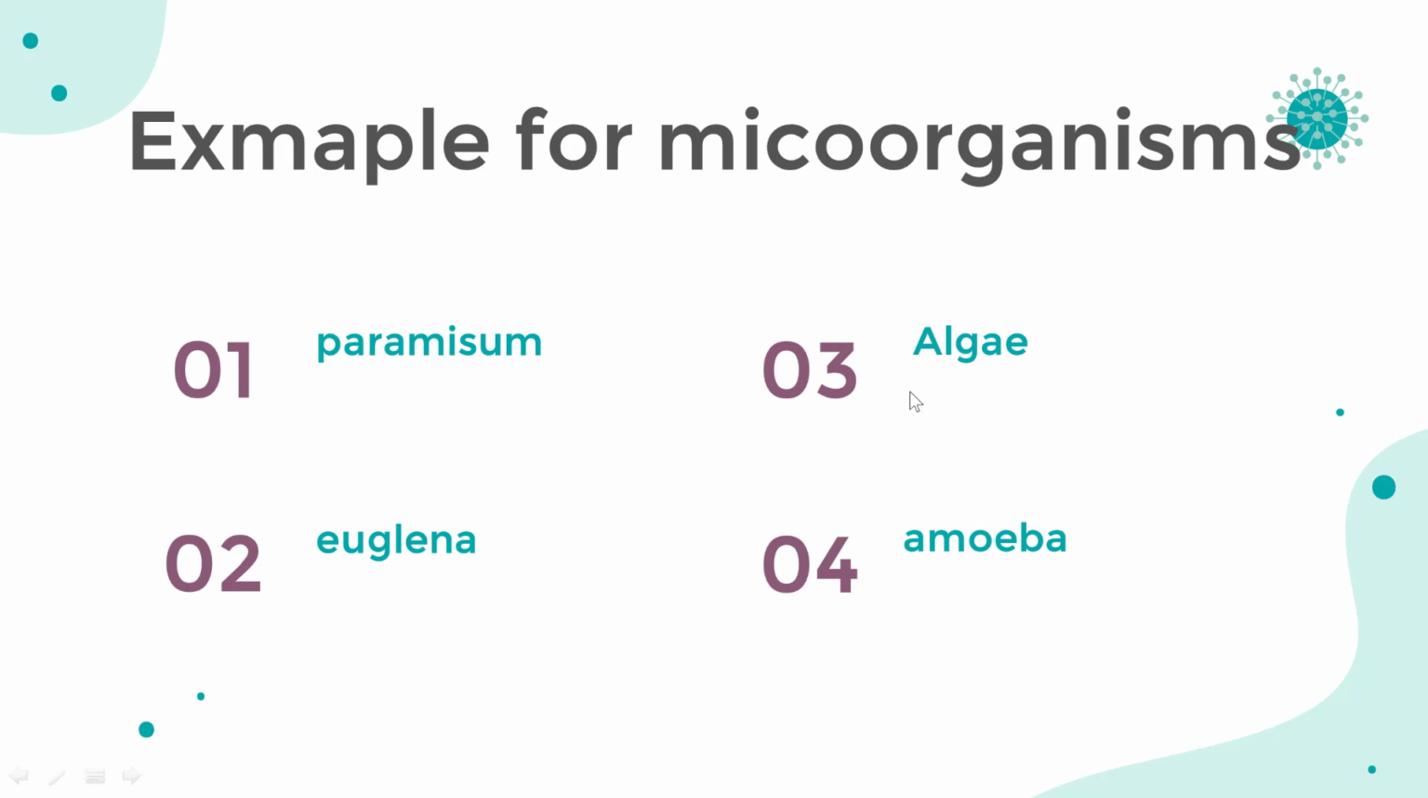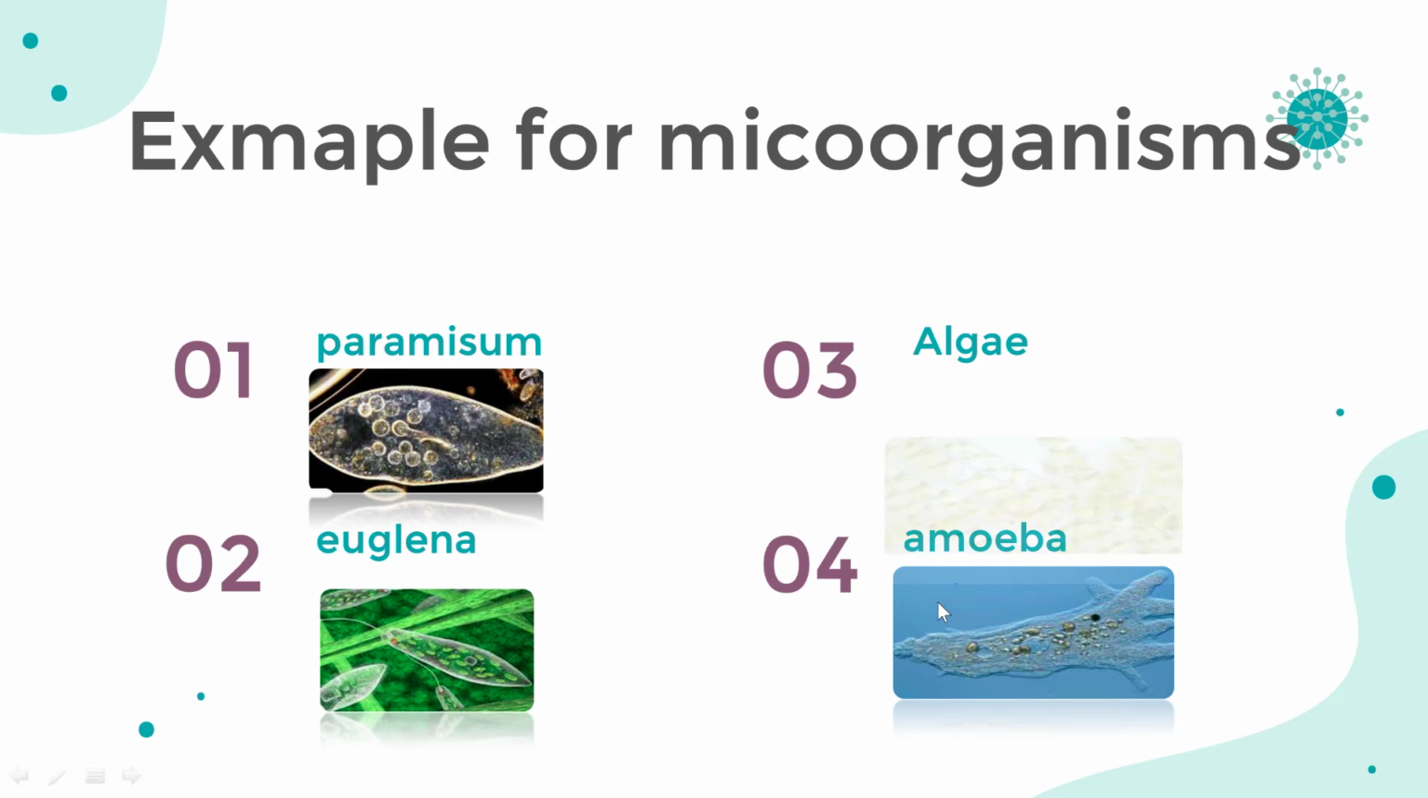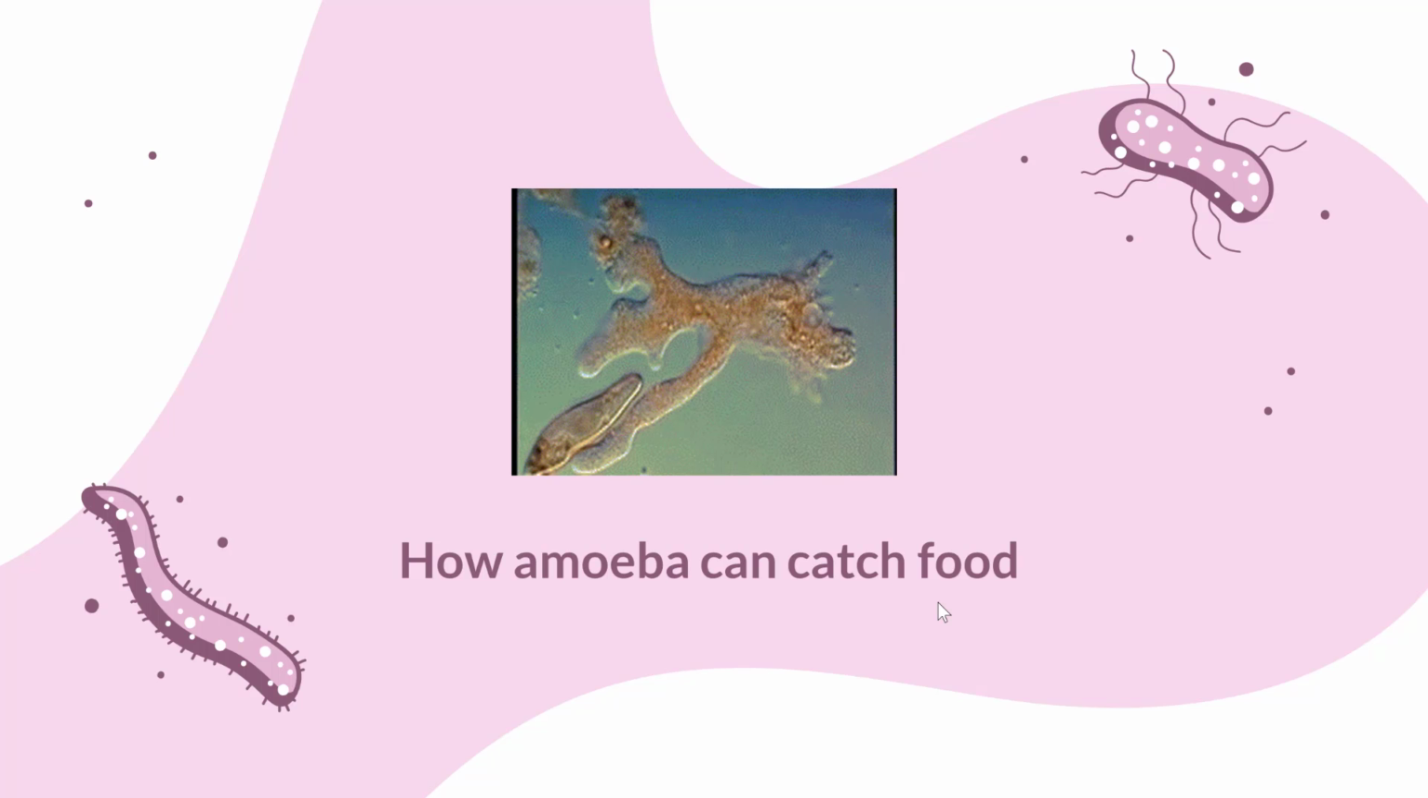And we have algae and amoeba also. Okay, now you can see how amoeba can catch food. Amoeba can catch their food by changing its shape.